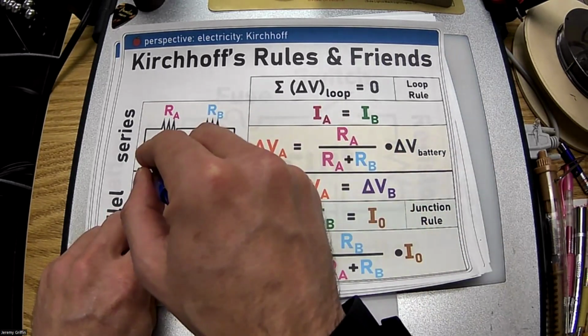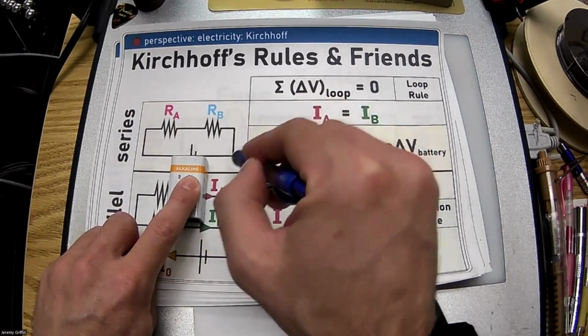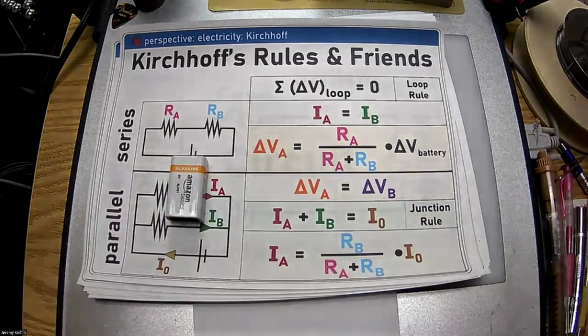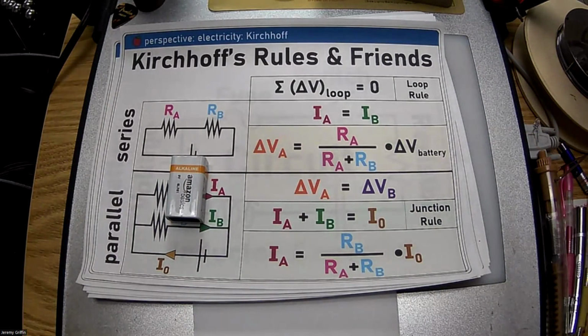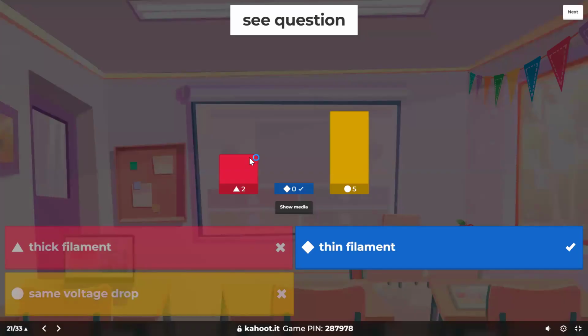And then it gets pumped up 9. So up 9, down 3, down 6. Okay? Got that? And the larger the resistance, the more the voltage drop. And that's going to correspond to the thin filament. Okay? All right.